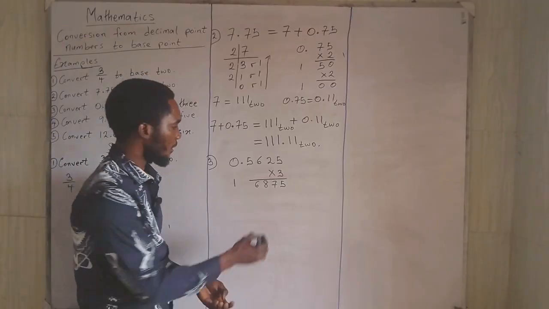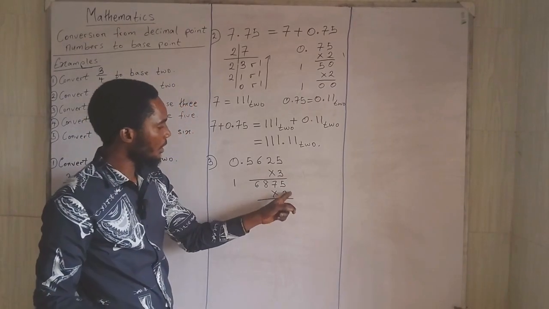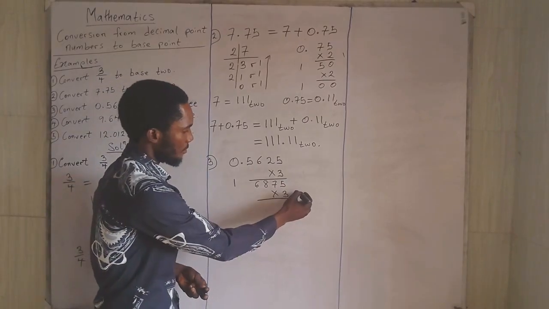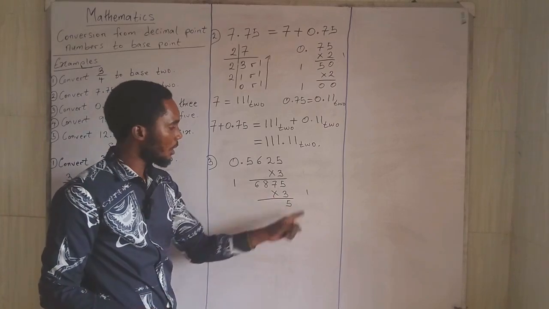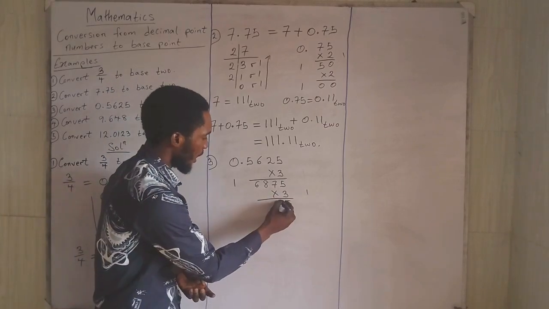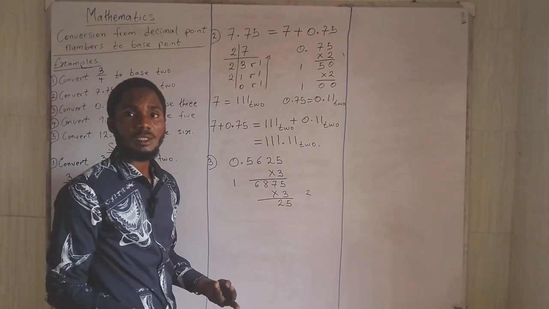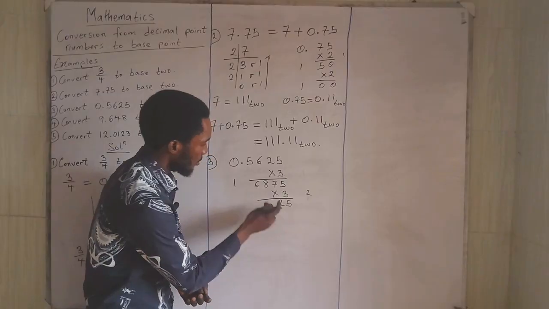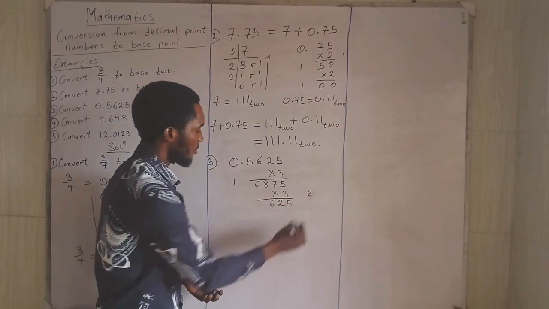Again, multiply by 3. 3 times 5, that is 15. Keep 1. 3 times 2, that is 6, plus 1, 7. 3 times 7, that is 21, plus 1, 22. We write 2. We keep 2. 3 times 8, that is 24, plus 2, that is 26. We write 6. We still keep 2.